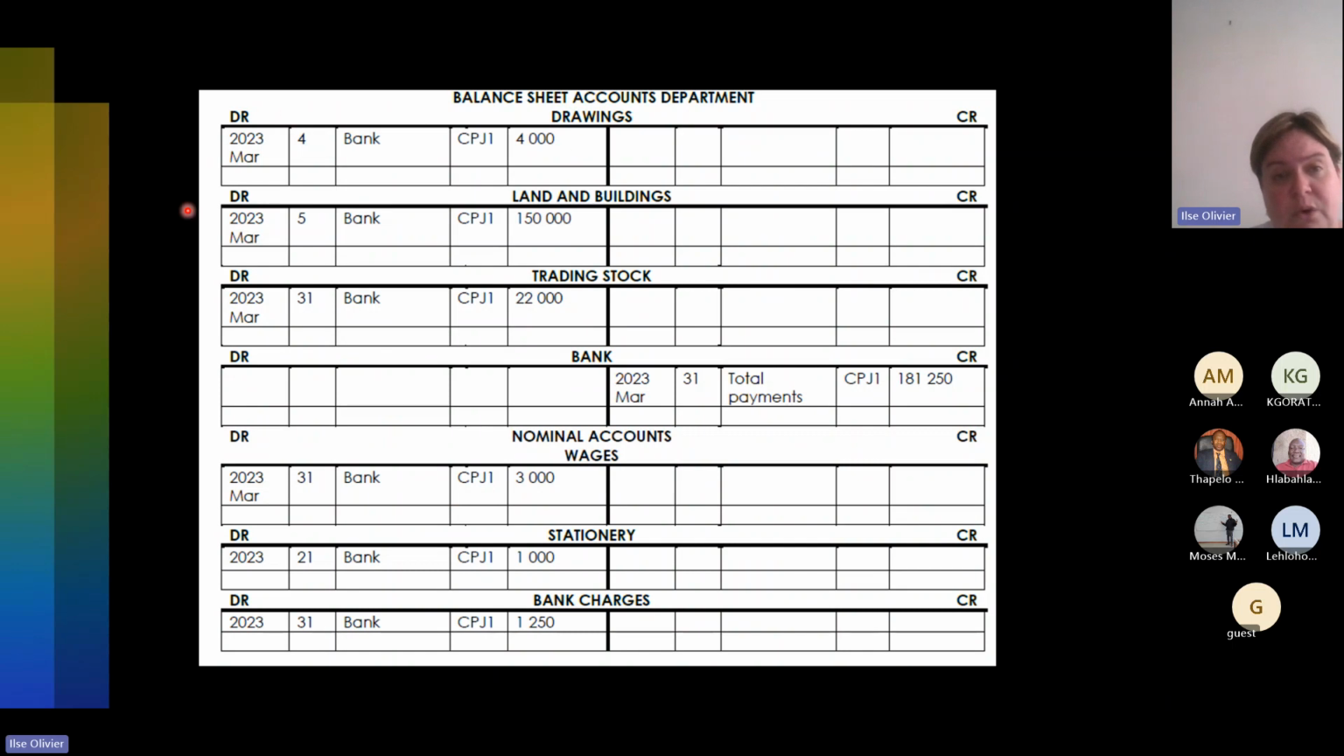The first one was drawings. Now look, everything is exactly the same. Bank is still credited and drawings is debited, but now it's on the 4th because we do not have a separate column for drawings. We debit it in our drawings account. The same for land and buildings. Bank is credited, so land and buildings is debited. The same for stationery. Bank is credited, so stationery, the transaction was on the 21st, is debited, and bank charges, bank is credited, so bank charges is debited on the 31st.